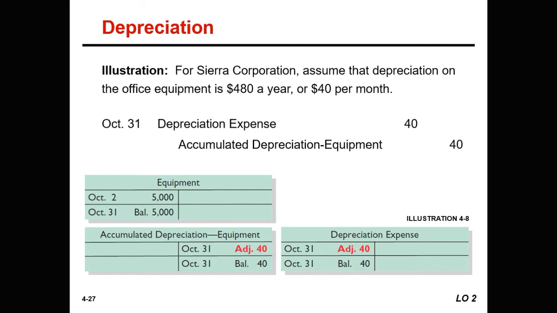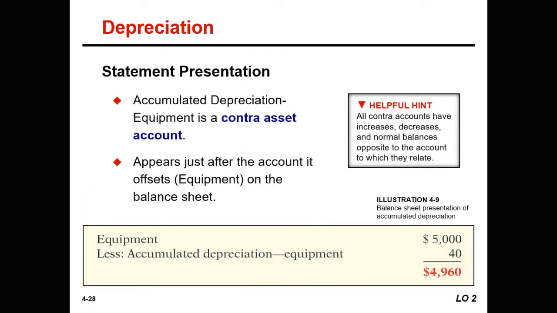This is an account where, as we recognize the depreciation expense, we post them into these. So the actual asset line itself, such as equipment, maintains its historical cost, and then equipment less accumulated depreciation will reflect the book value. Remember, this is book value, has nothing to do with market value of the asset at a given point in time on the balance sheet. Accumulated depreciation is what is called a contra asset account. All contra accounts have increases, decreases, and normal balances, which are opposite or contrary to the account to which they relate. It appears just after the account it offsets on the balance sheet. So as you can see here, the representation of equipment at $5,000 historical cost, less the accumulated depreciation for equipment of $40, for a book value of $4,960.